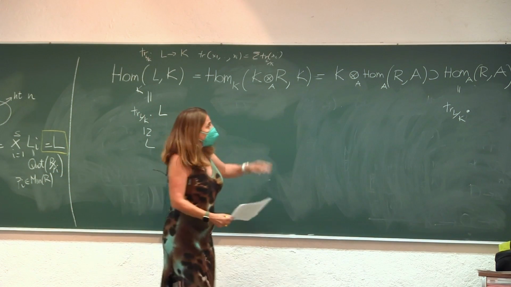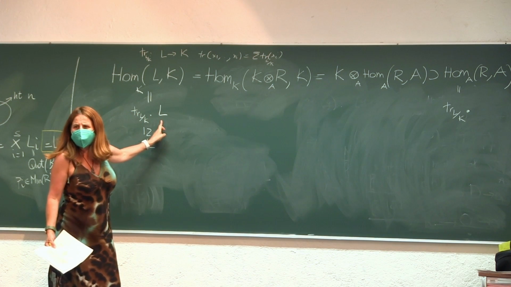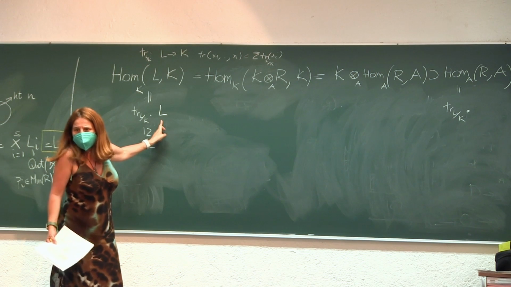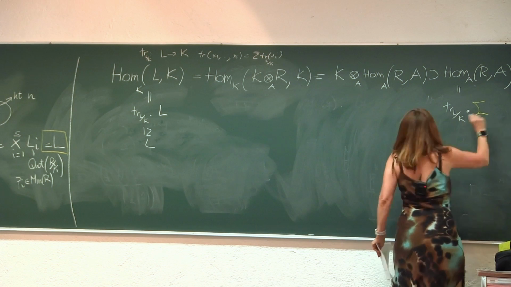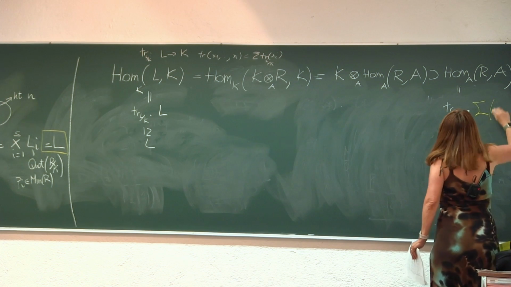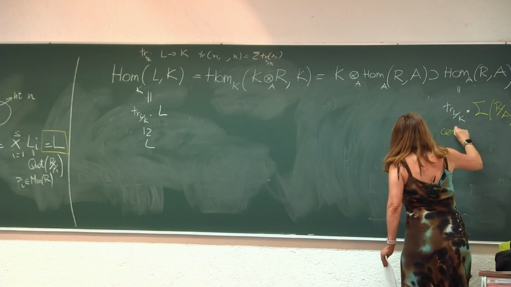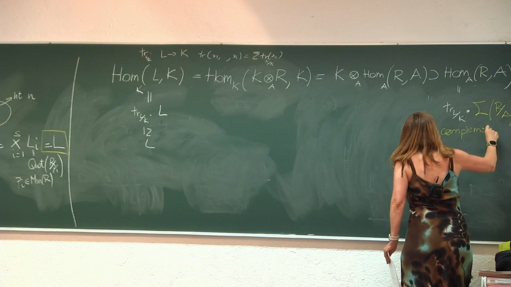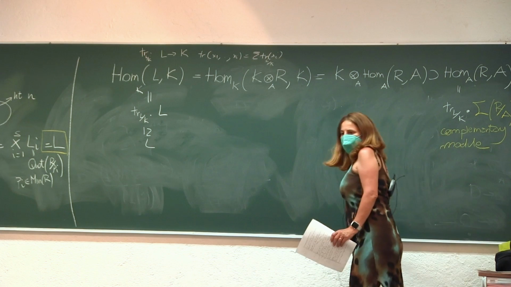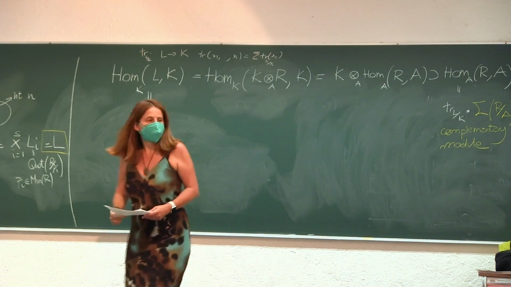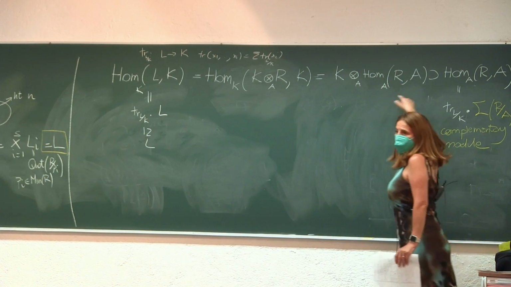So it has to be written in terms of the trace. So this Hom is the trace of L over K times something that is in L, but is an R submodule. So what is an R submodule of L? It's a fractional ideal. That fractional ideal, we call the complementary module. So this is the complementary module.